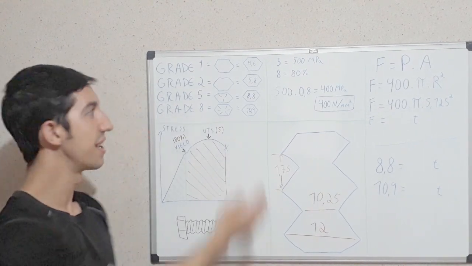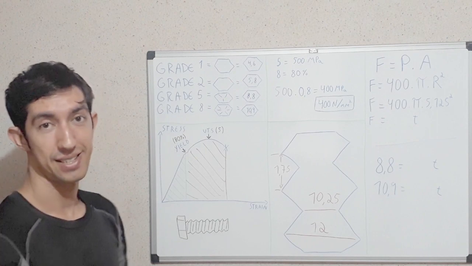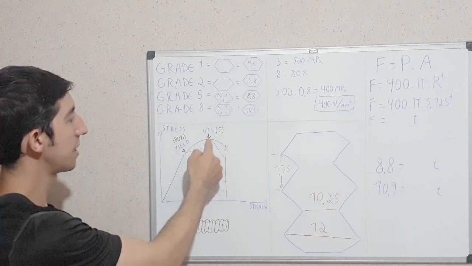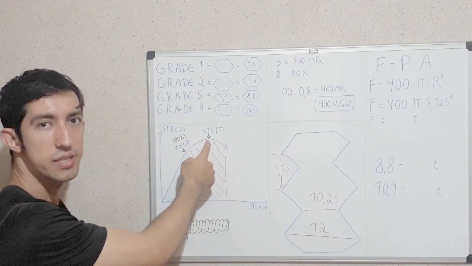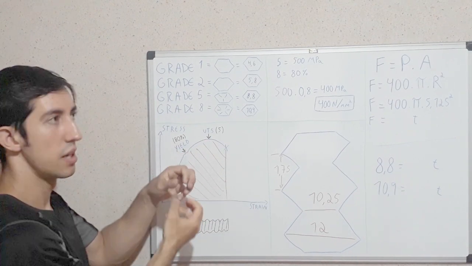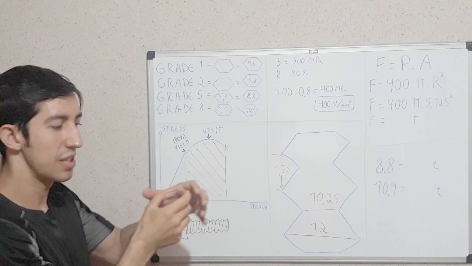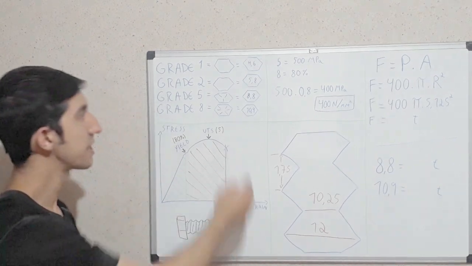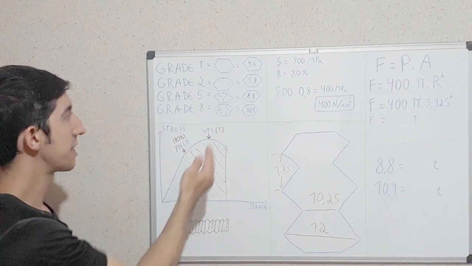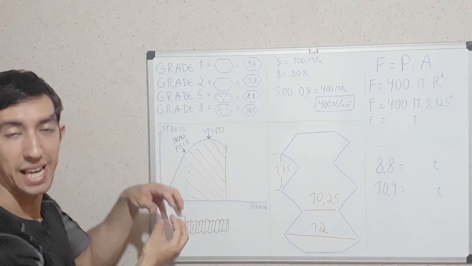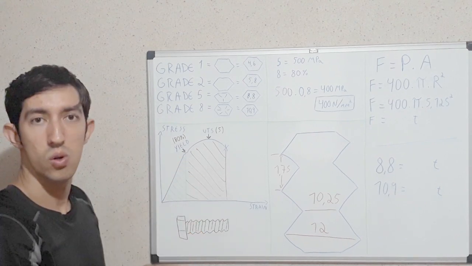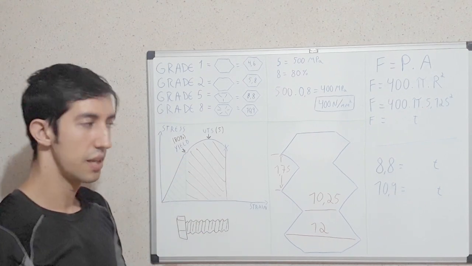Let's take this 5.8 bolt as an example. The number 5 represents the maximum force that the bolt can hold before it starts necking and suddenly breaks. The number 8 represents the maximum force that the bolt can handle, stretching and returning to its original state unharmed.